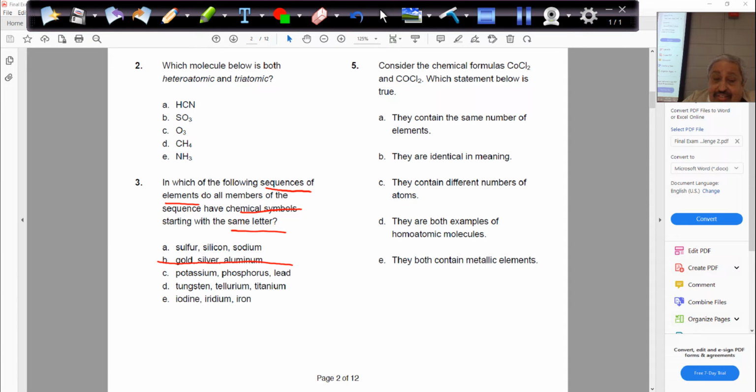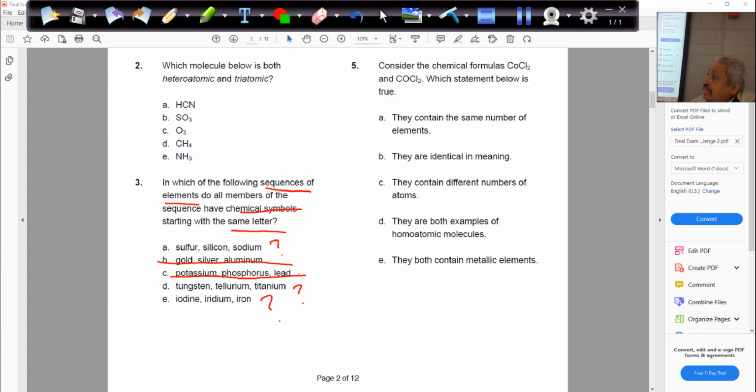Tungsten, tellurium, we keep this one here because they start with T. Iodine, iridium, and iron, so we'll keep this or this. This will be eliminated. Potassium, phosphorus, lead, that's out. We'll keep this one here because starting with T, starting with I. But the key word is following sequence of elements.